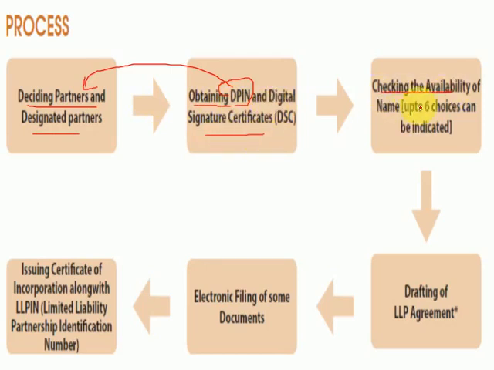Third is checking the availability of the name. Up to 6 choices can be indicated. Whichever name has not been chosen, whether first choice or second choice, whichever name is available will be allocated. Then drafting the LLP agreement, the most important thing for the partners. Here you have to decide the duties, you have to decide the designated partner, and you also have to decide the liability of a particular partner. Then electronic filing of some required documents. And the last is issuing the certificate of incorporation along with the LLP Limited Liability Partnership Identification Number.